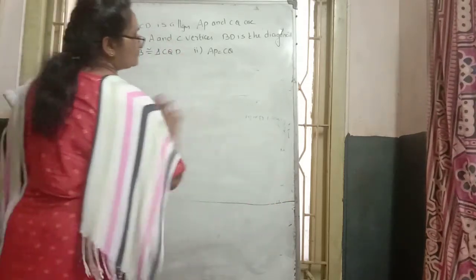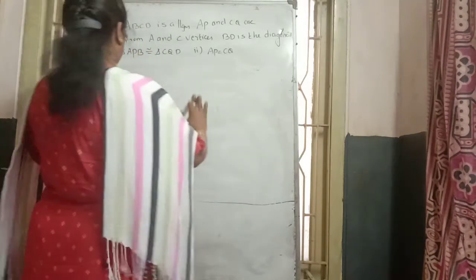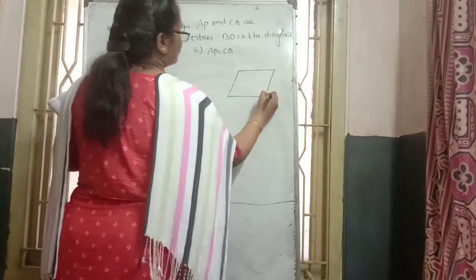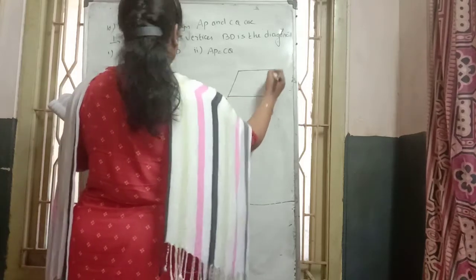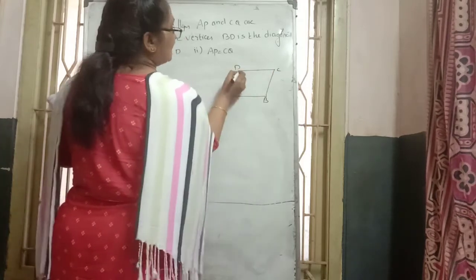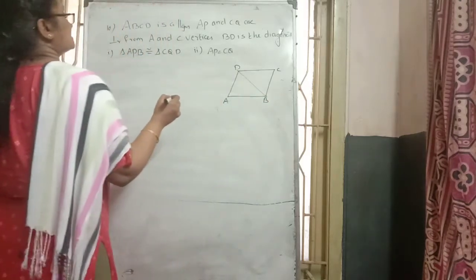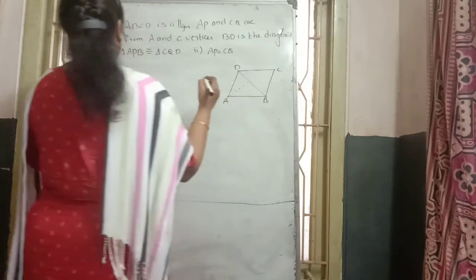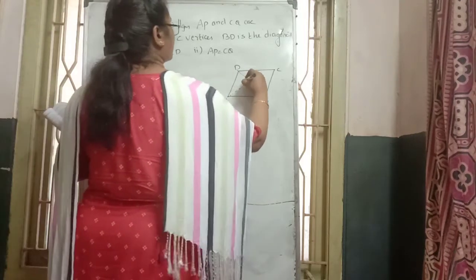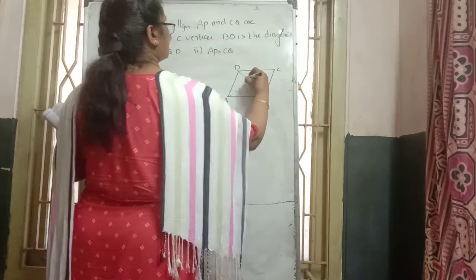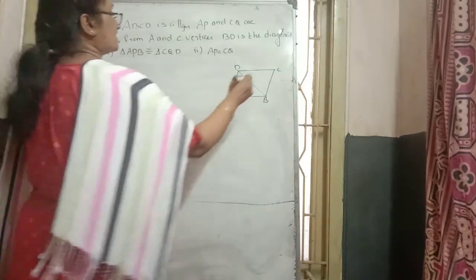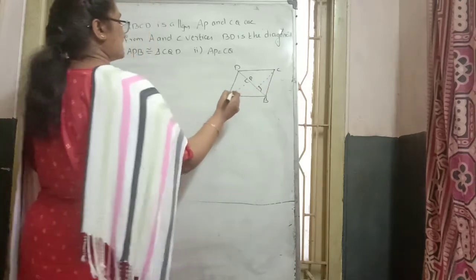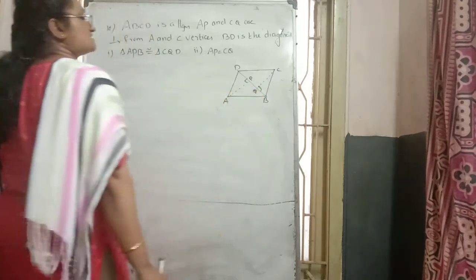A parallelogram diagram we can draw, that is ABCD is a parallelogram. Draw a parallelogram shape, mark it as A, B, C, D, and BD is the diagonal. From the A vertex, draw a perpendicular to BD and mark it as P. Perpendicular means it makes a 90-degree angle. In the same way, from the C vertex, draw a perpendicular to BD, making a 90-degree angle there also, and mark it as Q.